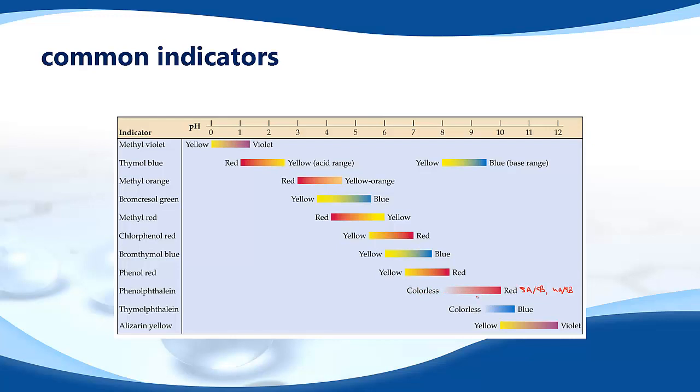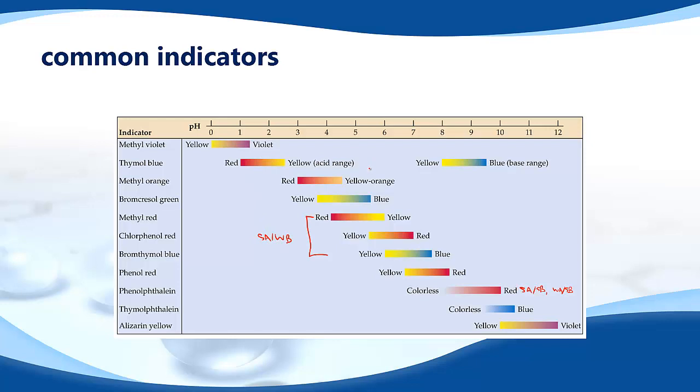If you were working with, say, strong acid and a weak base, I'd want something that changes a little bit under 7. So I'd be looking probably somewhere in the ballpark of, depending on how acidic the salt is, somewhere between methyl red and bromothymol blue. So these would be good for strong acid, weak base titrations.